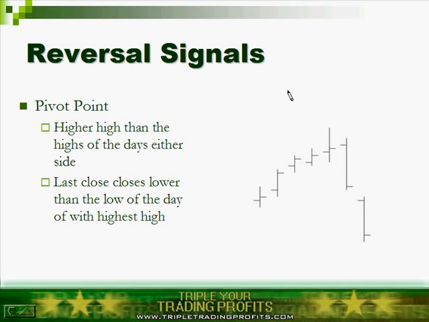Now we have a pivot point reversal, which is a 3-day pattern with the center bar here. Notice how this bar here is a higher high than the days either side of it, and we have this third bar closing way down here, lower than the low of this middle day here.